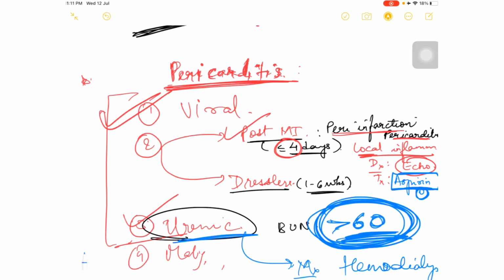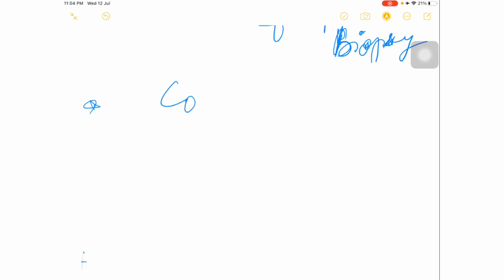Clear with pericarditis, everyone? All right. Okay. Now constrictive pericarditis. Again, that is also very, very high yield.